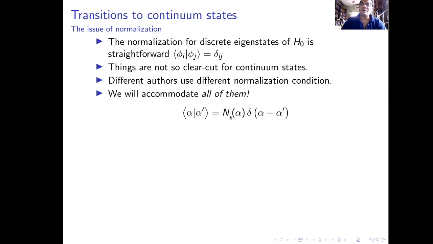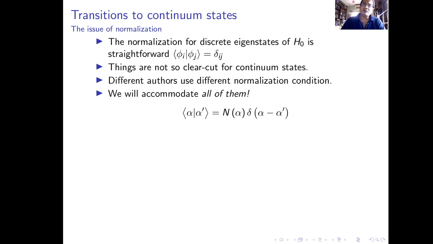Of course, you might argue, why is it n of alpha and not n of alpha prime, or why not n of both alpha and alpha prime? And the answer is simple. Wherever alpha is not equal to alpha prime, it doesn't matter what the prefactor is, because the whole thing is going to be 0 anyway. So it just makes sense to talk of this as a function of alpha alone. Different authors choose different forms for this function.